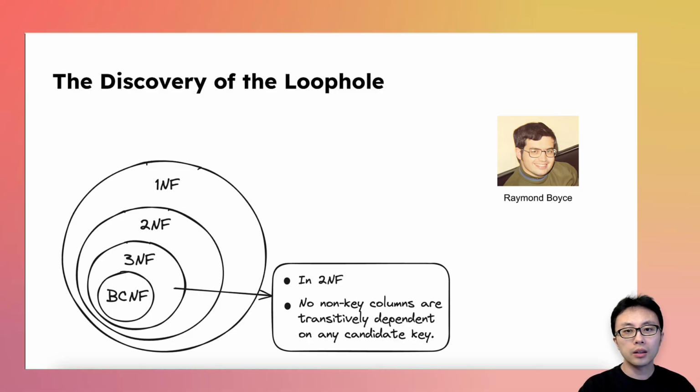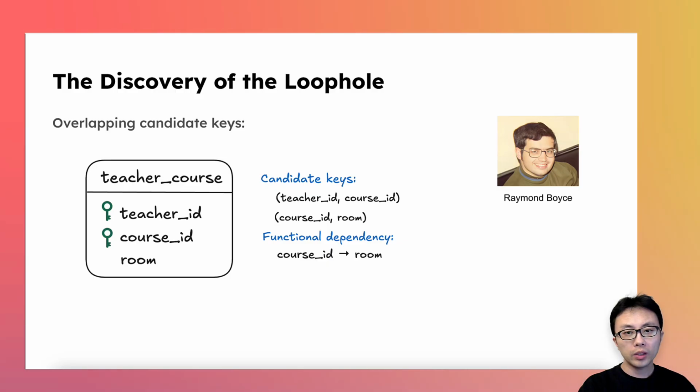In 1974, a young scientist named Raymond Boyce was working through a database design example and noticed something odd. When two candidate keys share a column, third normal form doesn't always protect you from the update or delete anomalies it is supposed to address. For example, think about a table named TeacherCourse. It's a messed up design, of course, and probably won't make much sense in the real world. But it is still useful enough theoretically.